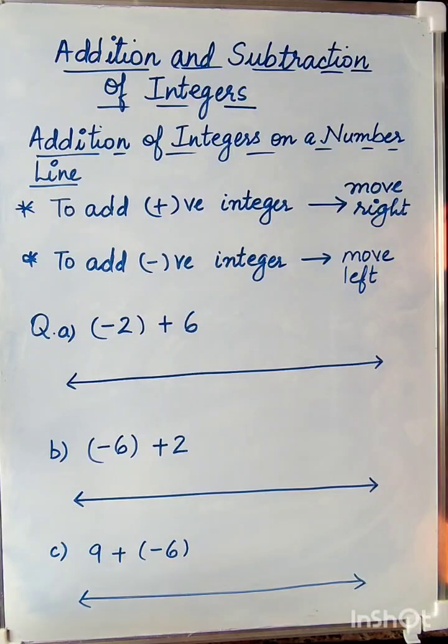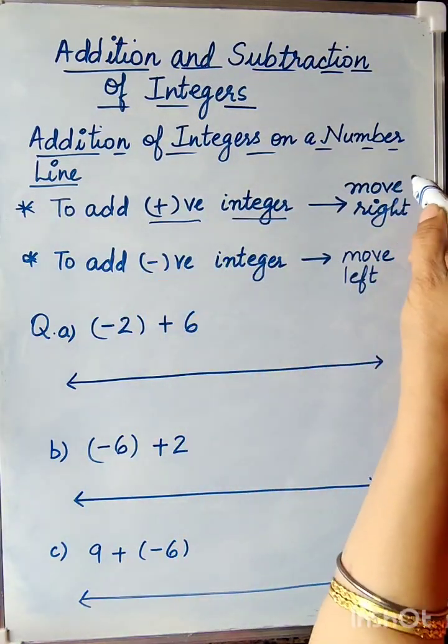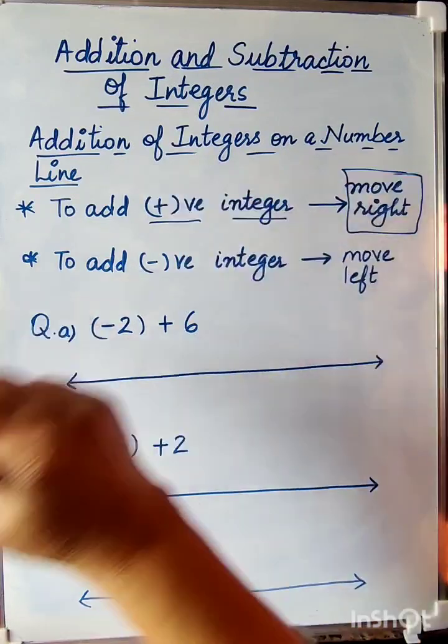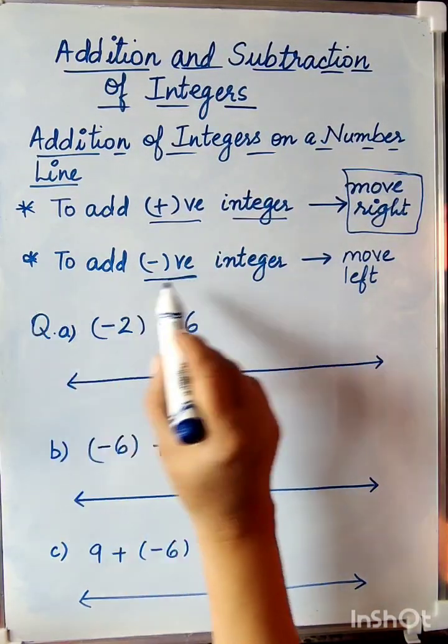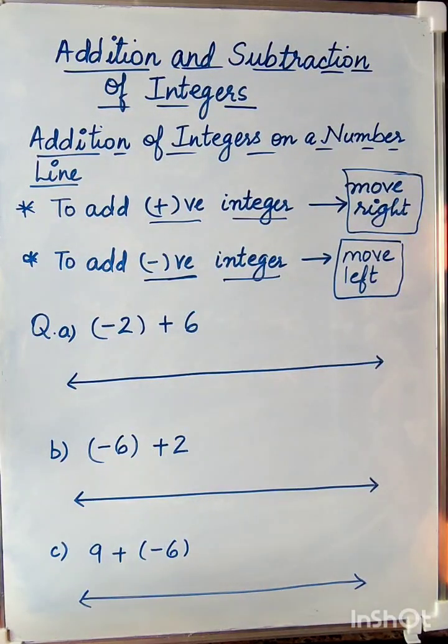The working rule here is that to add a positive integer we have to move to the right on the number line, and to add a negative integer we will move to the left of the number line. Let us understand this by the given examples.